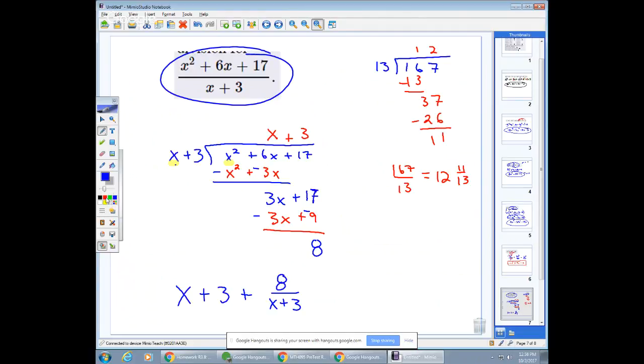So just a note on some of these things here. This number here is the divisor. This number up here is the quotient. And this number down here is the remainder. And the answer of a division is always the quotient plus the remainder over the divisor.